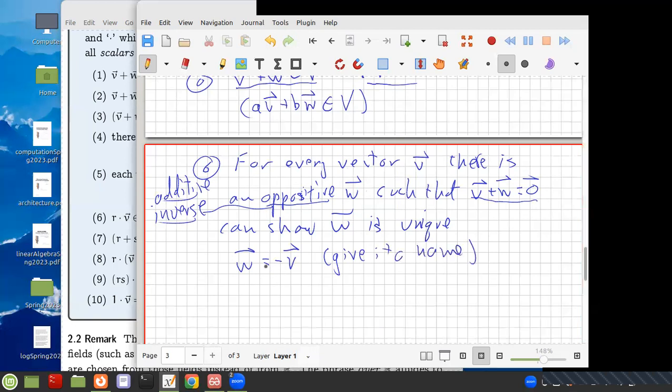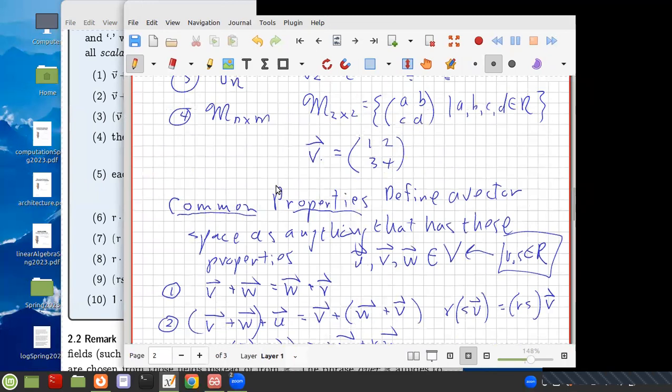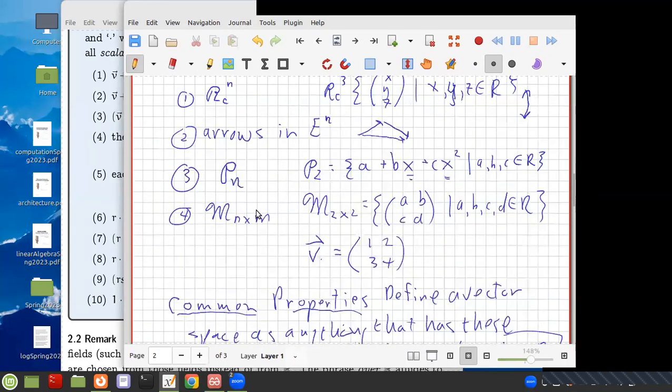Okay, and then you can show that minus V, or dash V, equals minus 1 times V. So you can show the other things. This sort of means that if you take any vector and multiply it by minus 1, that's going to give you the additive inverse, or the opposite vector here. Okay, so those are the properties that any vector space has to have.